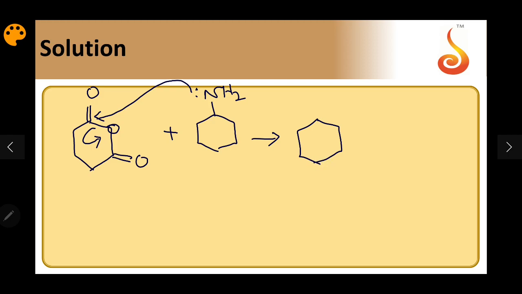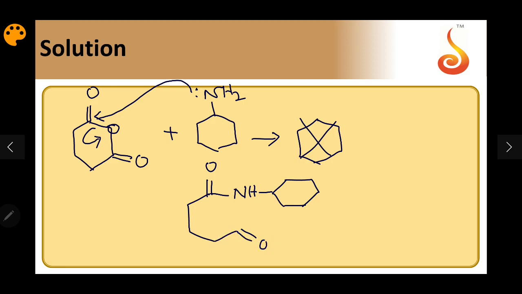Oh sorry, there is no more ring. So this will be CO, NH and cyclohexane ring, and 1 2 3 4, 1 2 3 4, this will become carboxylic acid.